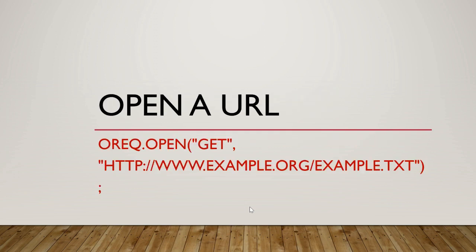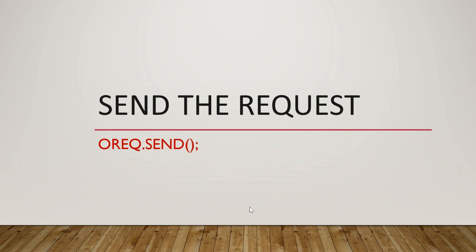And then we open the request. Here, object dot open, and we use the GET method. The first parameter is GET, then the second parameter is the URL from where we are fetching the data, for example, any example text file. This is the third step, and the fourth step is to send the request. So we are saying oReq dot send. Pretty simple, and only four steps.